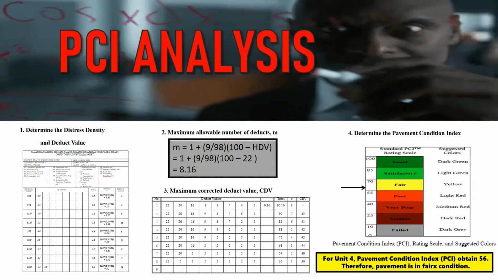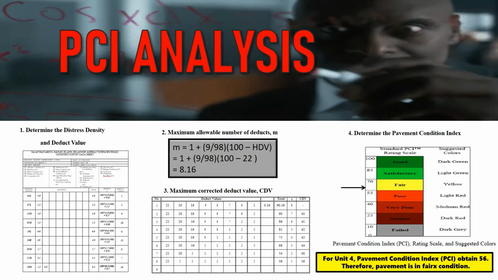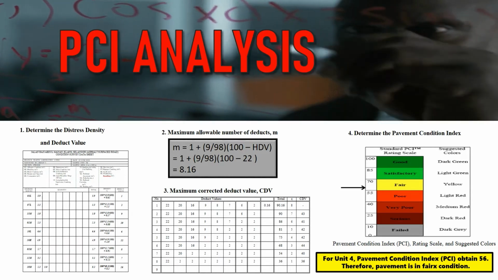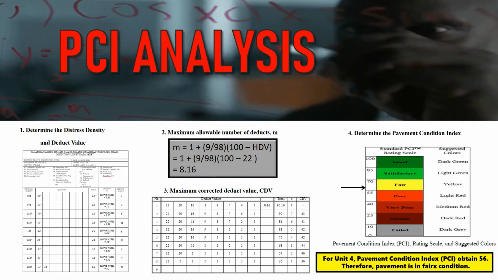Lastly, by using formula, determine the pavement condition index. For unit 4, pavement condition index obtained is 56. Based on the rating for PCI value of 56, this section of pavement is in fair condition.